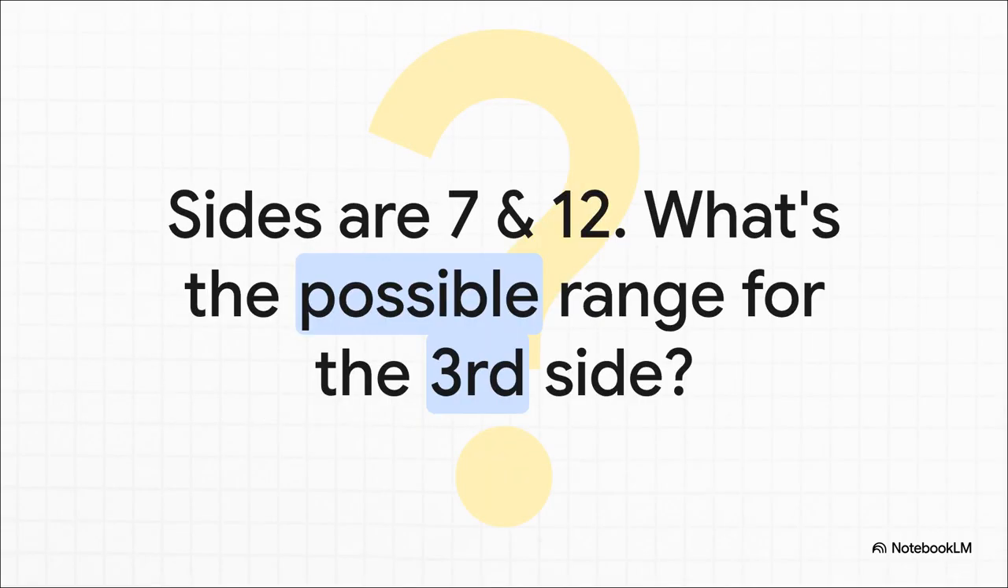If you have two sides of a triangle, and their lengths are 7 and 12, what is the entire range of possible lengths for that missing third side? Use that shortcut we just talked about to find out.